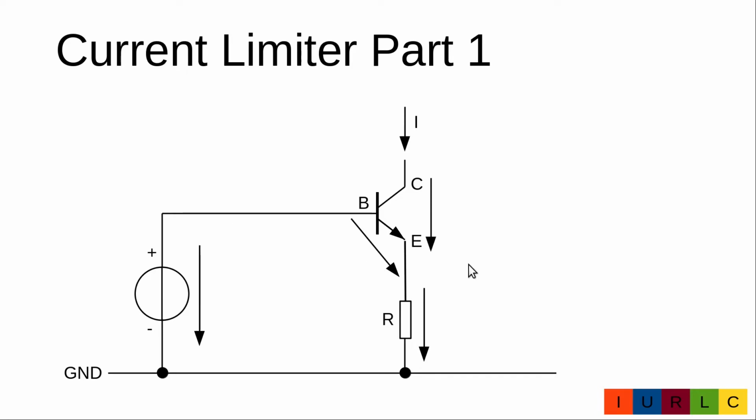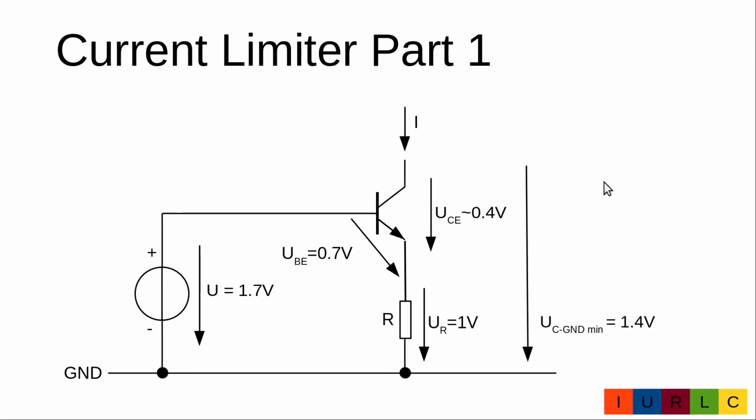We can now summarize. This circuit stabilizes the voltage on this resistor. This causes a constant current through this resistor, and due to the effect that emitter and collector current are equal, the current into the collector is also stabilized.